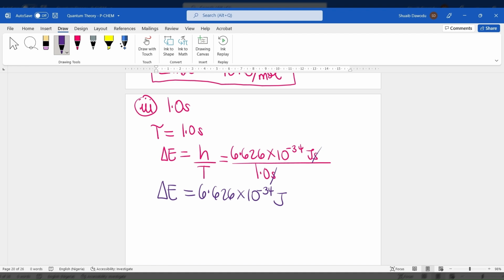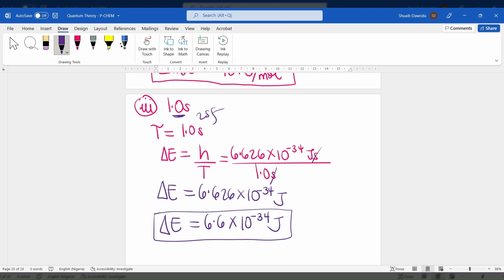But we already know the two sig figs rule because 1.0 is in two sig figs. So we're going to put our final answer in two sig figs. So we end up with 6.6 times 10 raised to the power of negative 34 joules. So that is basically the answer to this one.